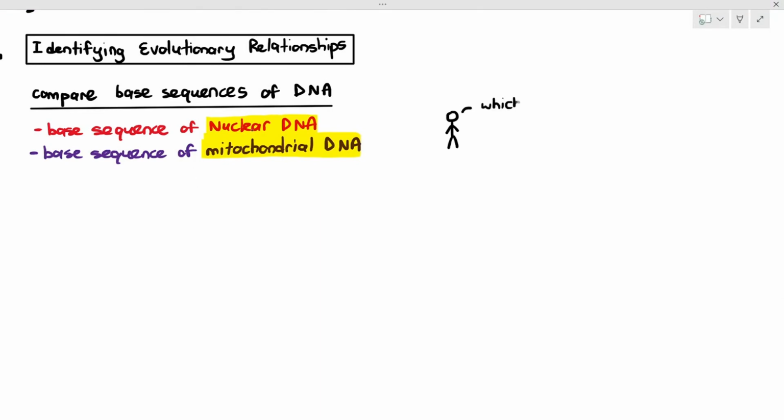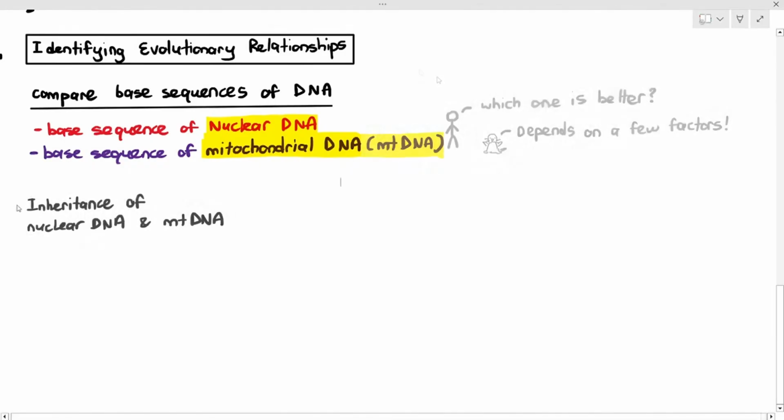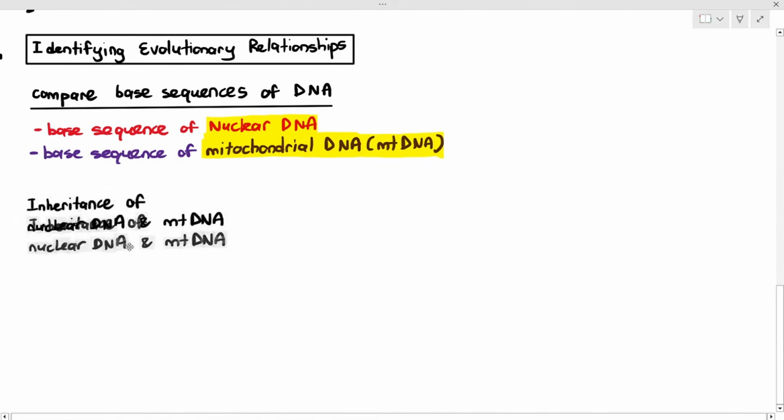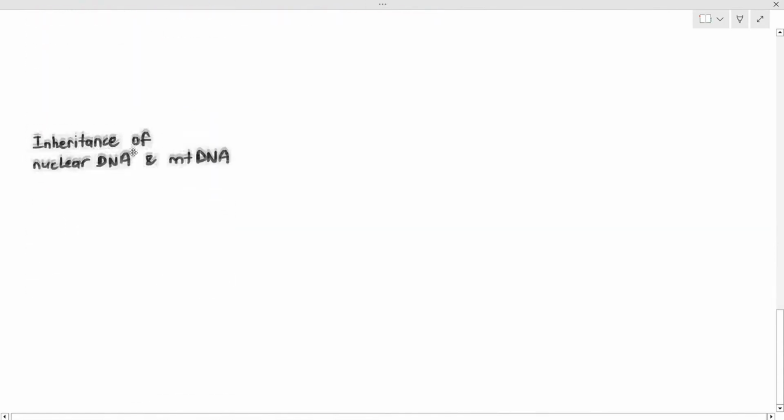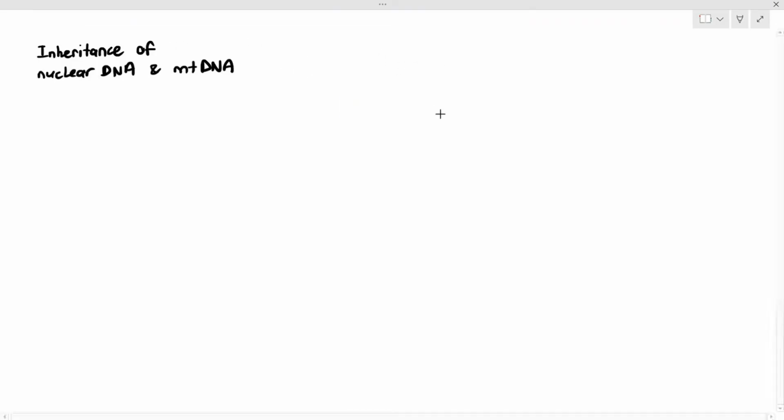So which one would scientists use to compare between different species? Would scientists compare the different species' nuclear DNA, or would they compare the mitochondrial DNA? It really depends on the situation. Both can be used. There are some advantages of comparing nuclear DNA, but there are also advantages of comparing mitochondrial DNA. Now, before we talk about which comparison is better, we do need to cover the inheritance of nuclear and mitochondrial DNA. So, for example, this is for humans, but it can also be applied to animals as well. Okay, and even plants, by the way.